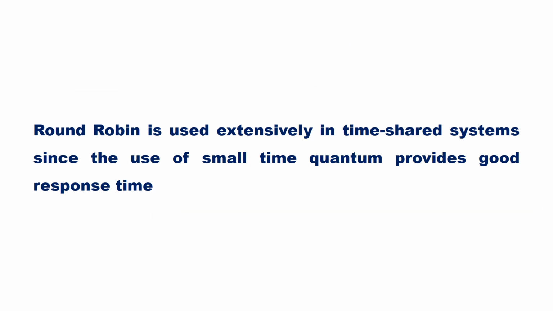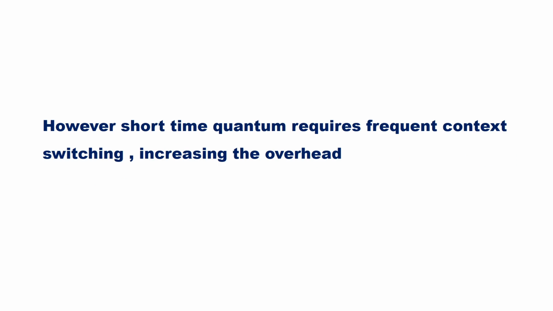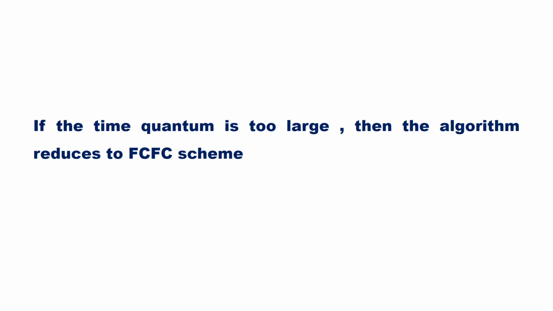Round robin is used extensively in time-shared systems since the use of a small time quantum provides good response time. However, a short time quantum requires frequent context switching, thereby increasing the overhead. If the time quantum is too large, then the algorithm reduces to the first-come, first-served scheme.